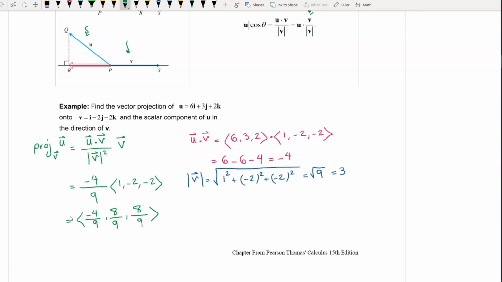Now finding the scalar component, it is equal to, based on what we have here, u dot v divided by the length of this vector, and that is equal to u dot v. We had negative 4, and the length of v from this part is equal to 3.